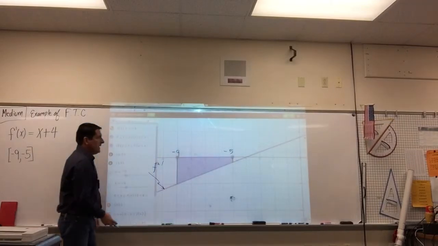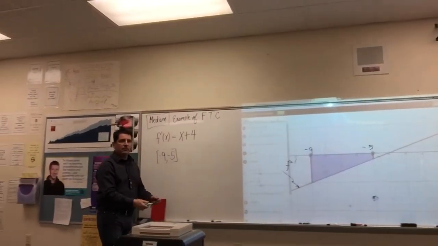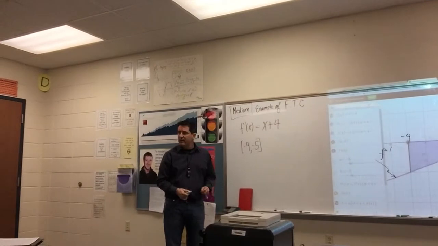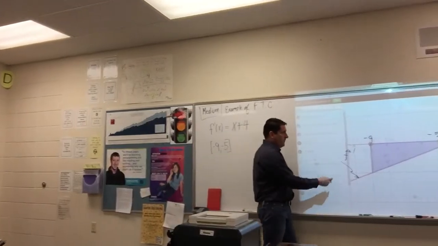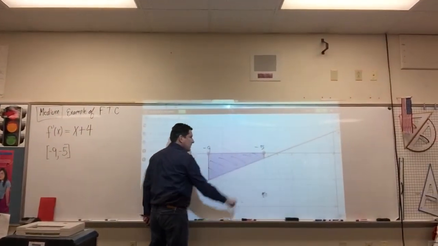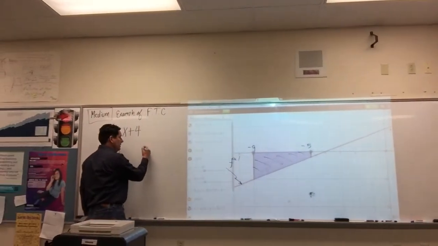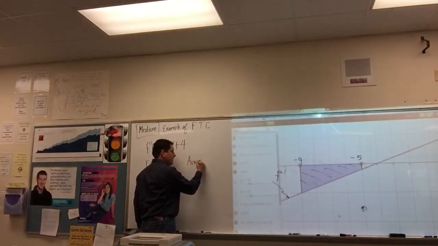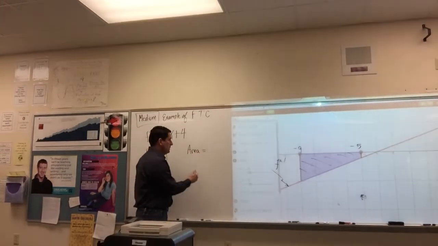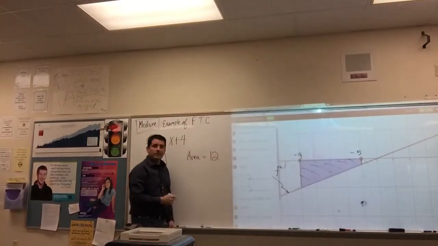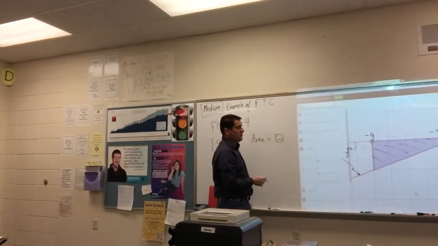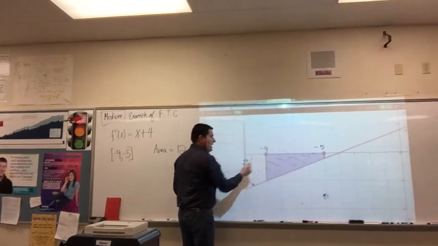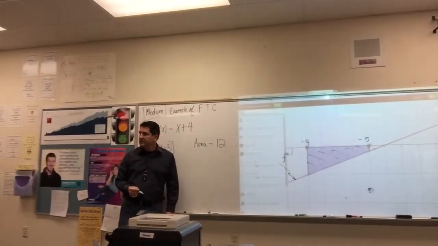And then we said, oh, look at that. The derivative is below the x-axis. That means the function is decreasing on the interval from -9 to -5. So then we figured out this area. And what did we figure out that area to be? That area was equal to what? 12. Okay, right? That area is equal to 12, and we notice that the area is below the x-axis.